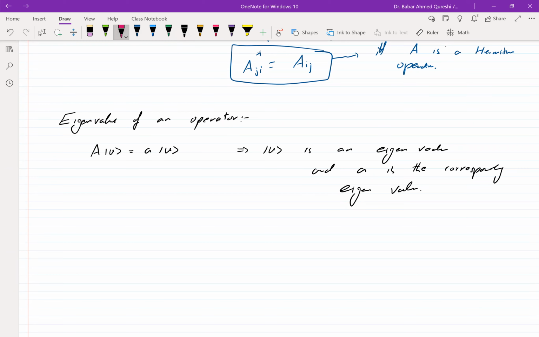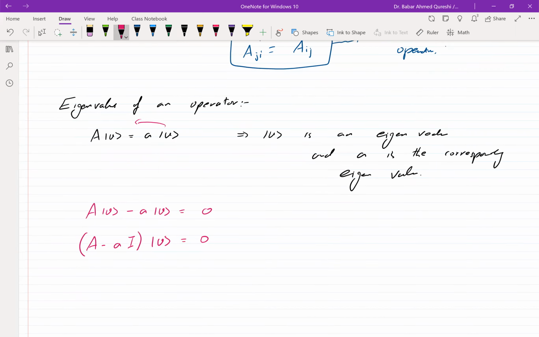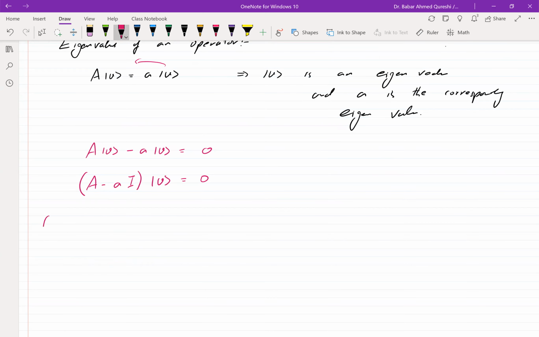Now, how do you find the eigenvalues? Well, it's the usual thing. I can bring this guy over there by subtracting on both sides. I get a zero here. And this I can write as this operator acting on V equal to zero. And then I multiply by the inverse operator.